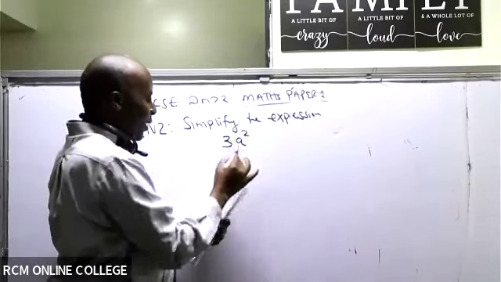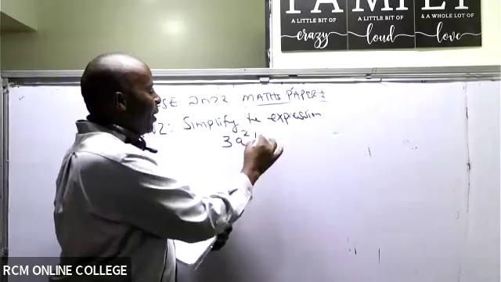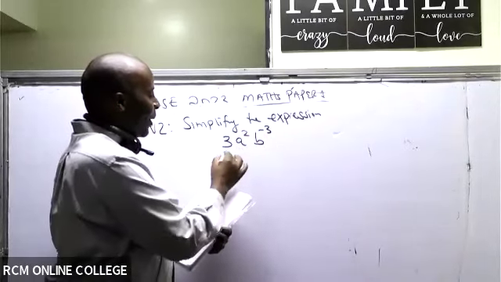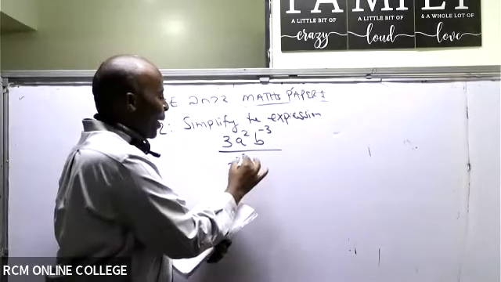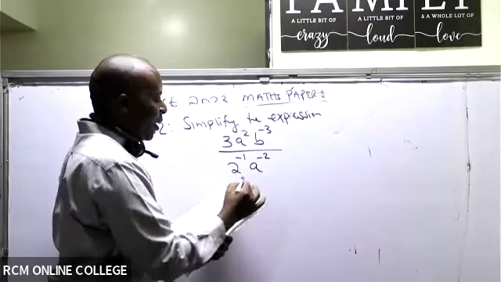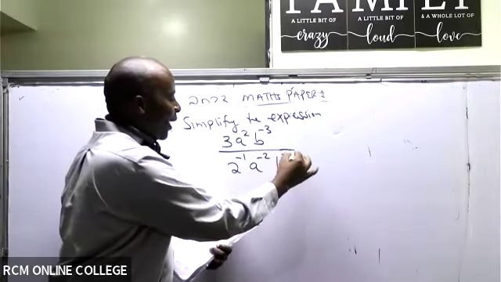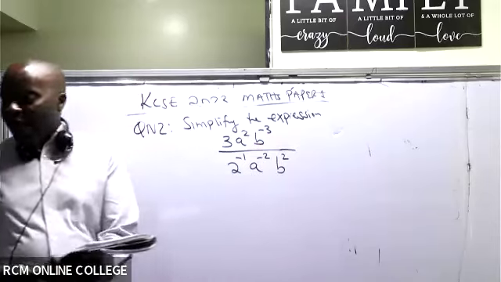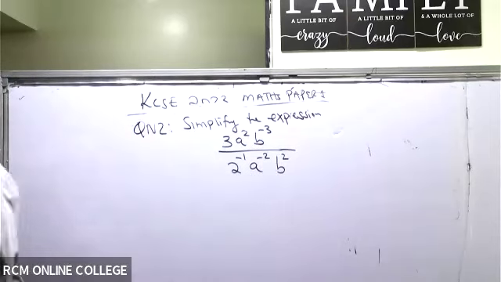3a squared b raised to minus 3. And then we have here 2 raised to minus 1, a raised to minus 2, and then we have b squared like that. Then we have b squared. So they want us to simplify and of course solve. We simplify and then we get to do what here to solve.